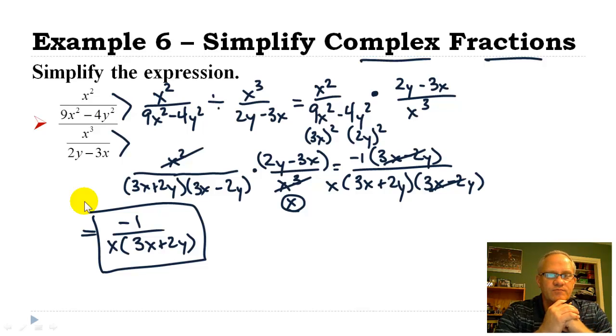So if you ever see a complex fraction, write it as a division problem, flip the second one, and then from that point on, it's just a multiplication problem. And you just cancel stuff top and bottom like we have always done.